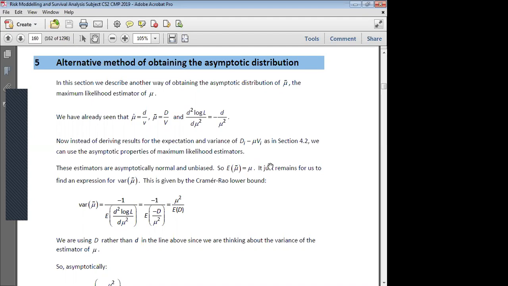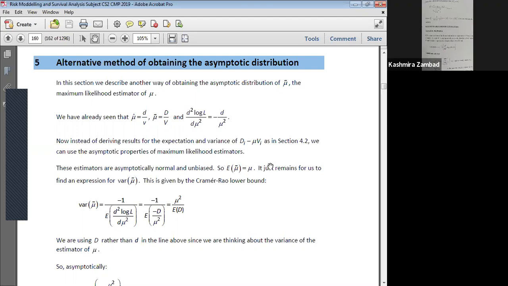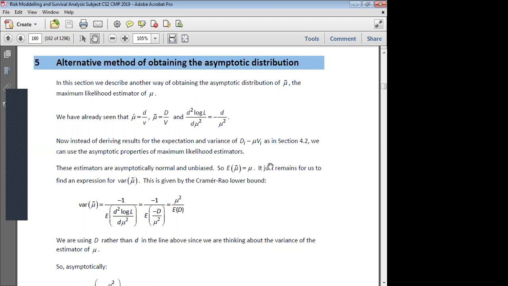Yes, ma'am. Can someone read what the asymptotic distribution paragraph says? Okay, maybe I'll just do that. Okay, it's easier for me. So I'm just gonna stop videos.